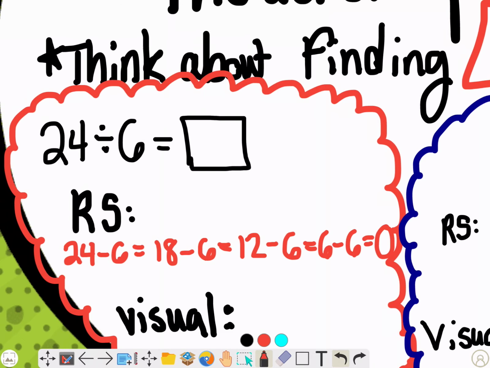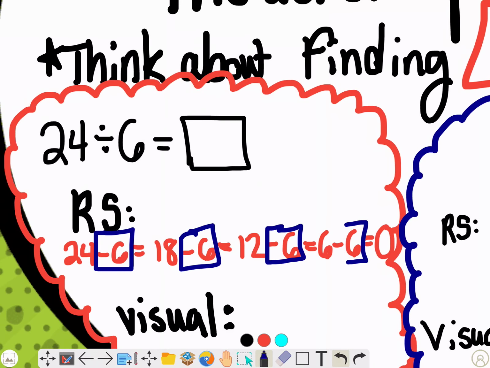It works out evenly. Now, you need to count not how many times you see the 6, but how many times you subtract 6. You subtracted it 1, 2, 3, 4 times. That means that 24 divided by 6 is 4.